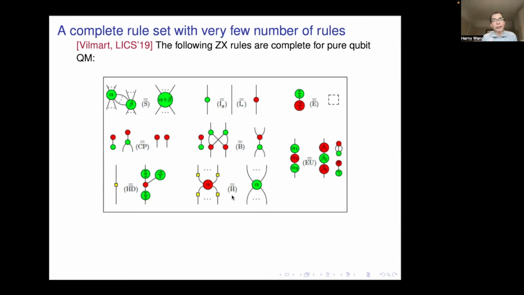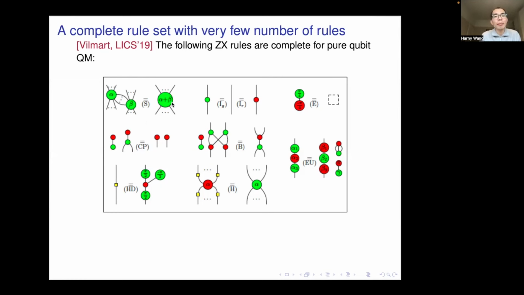So in this ZX calculus, you have two things to do. One is, as we just mentioned, you use the diagram to represent a matrix. And then how do you do the calculation? It's composition, either sequential or parallel composition. But then how do you derive from one diagram to another diagram? Then you use these rules. That means for any equality here, you can replace one part with the other part. That's the basic idea.